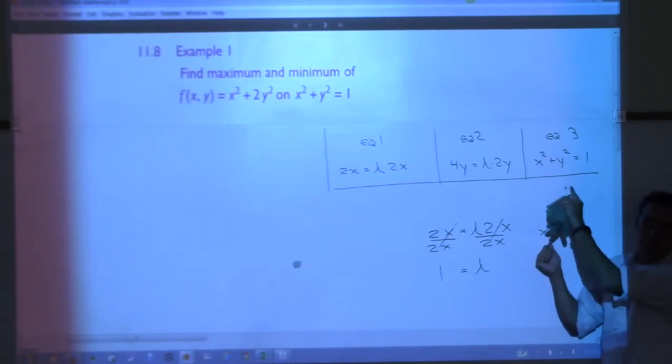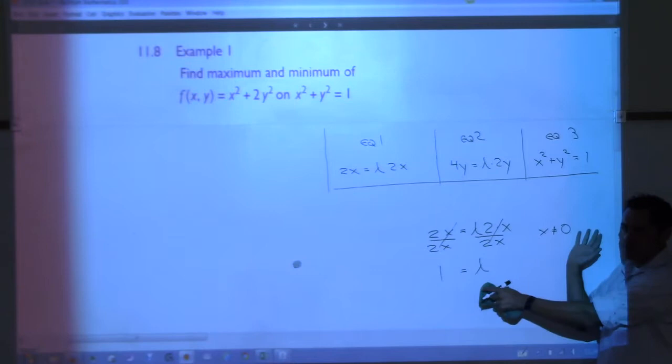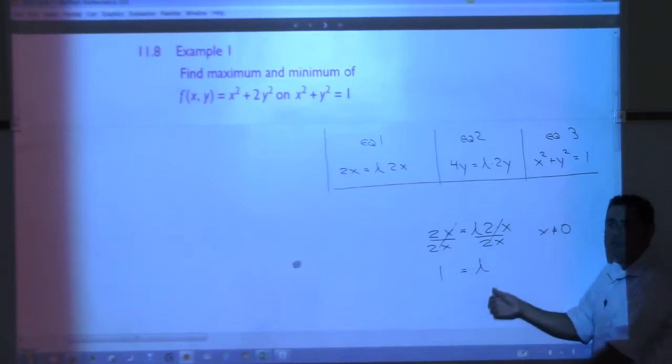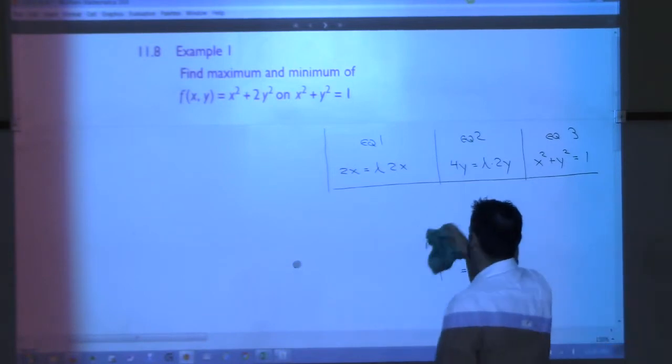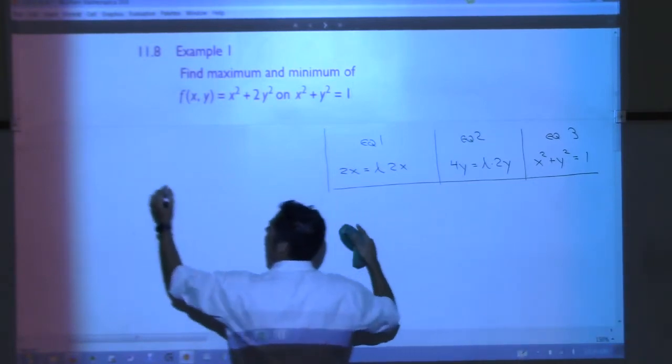But you're going to need to go back and talk about these 3 equations if x was 0. Then what can you say? So we'd have to take these 2 scenarios. Here, x isn't 0, lambda's 1. But if x was 0, what would happen? So instead of doing this, we just write the equation down.